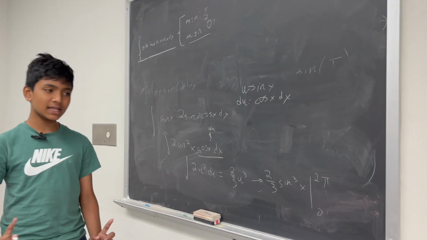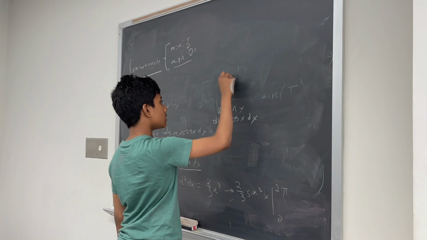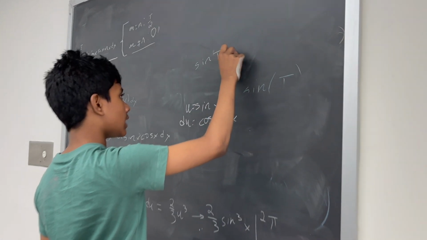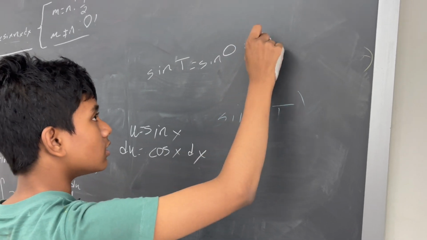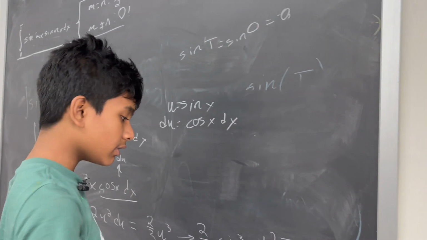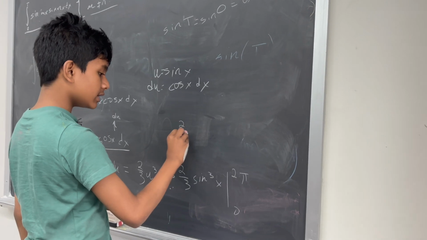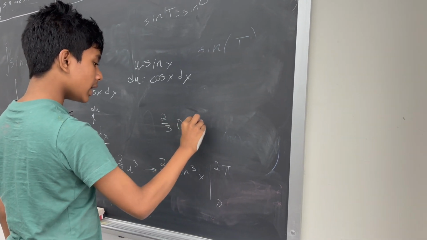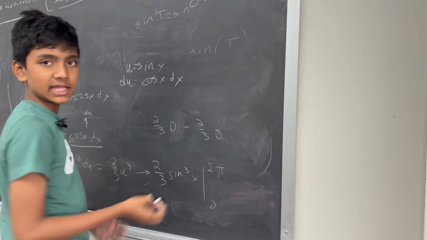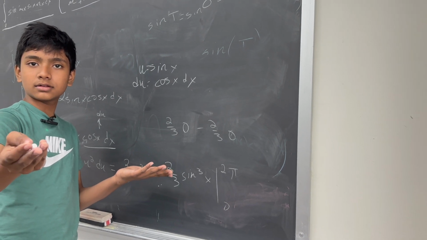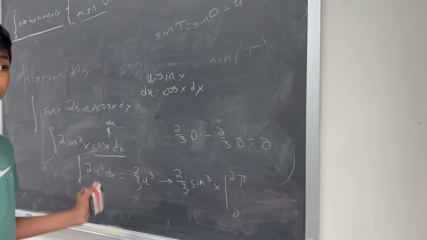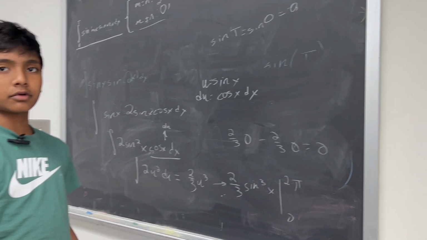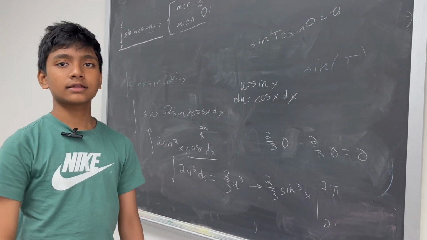Wait a second. Sine of 2 pi is equal to sine of 0. It's just equal to 0. So it doesn't even matter what exponent we raise this to. This is just going to be 2/3 of 0 minus 2/3 of 0. And what is that? 0. Great.